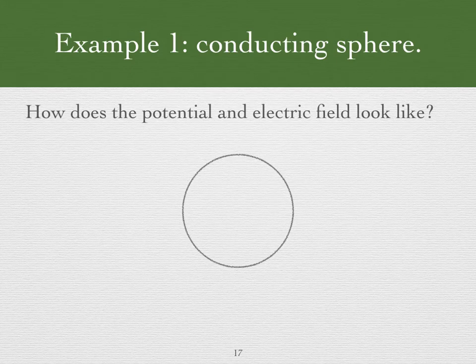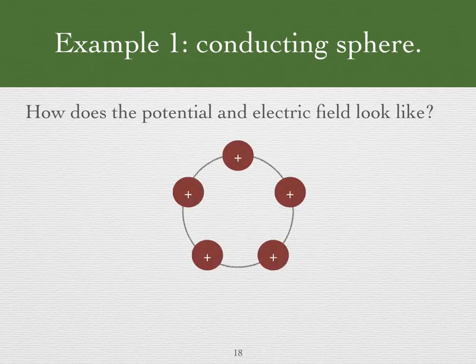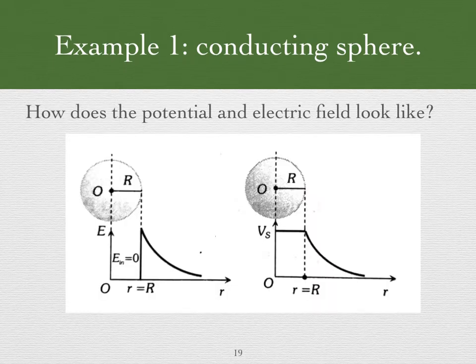Example 1. How does the potential and electric field look for a conducting sphere? Once we know how the charge distributes, we can use that as a tool to understand the potential and the field. We know that charge will be evenly distributed around the sphere. So let's take that idea and study this case.